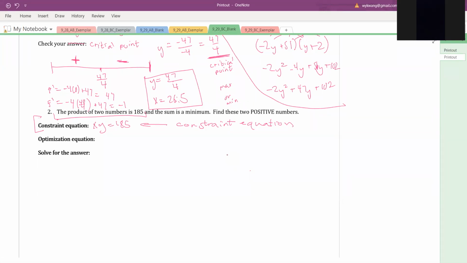Give everyone 20 seconds. I realize I didn't give you guys time to copy down the problem, but if you can do that now. And if you have any questions, make sure to just raise your hand whenever you want. I think with these optimization problems, probably the first most important step is getting the constraint equation and the optimization equation down. Otherwise, it's impossible to get the right answer.